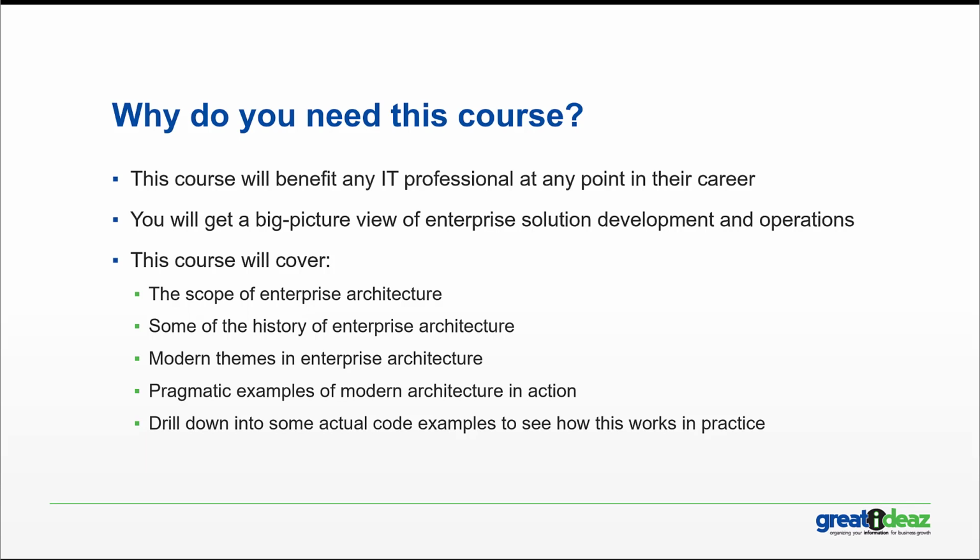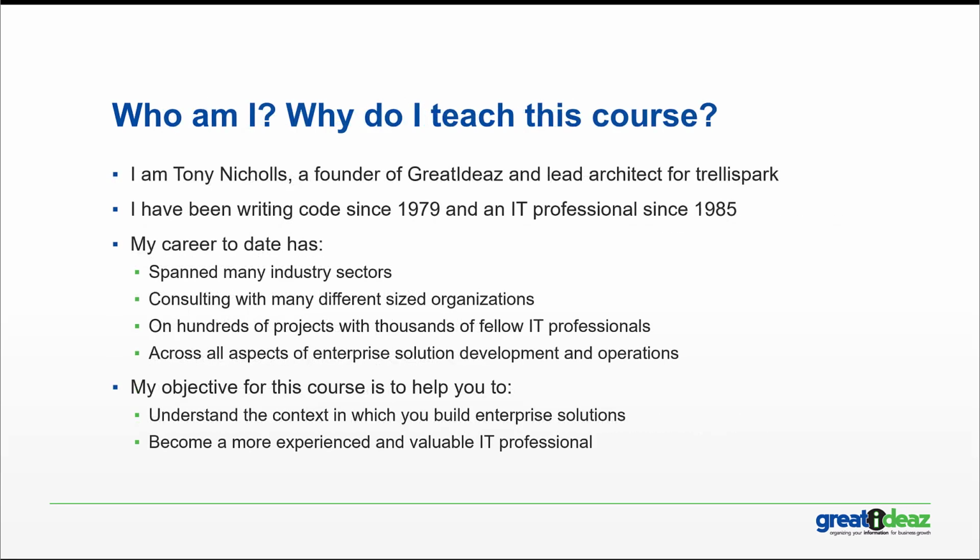This course is going to cover essentially the scope of enterprise architecture. We're going to begin with some history of enterprise architecture as seen by myself over 40 years. We're going to be talking about modern themes in enterprise architecture. So what am I still learning? After 40 years, the scenery in enterprise architecture is still constantly evolving. As I said earlier, we're also going to be looking at some very pragmatic examples of how modern architecture is actually executed in terms of real solutions as deployed on real hardware. And we're going to be drilling down into code examples in various technologies. So we'll be looking at some C#, we'll be looking at some T-SQL, and we'll actually see how modern enterprise architecture works in practice.